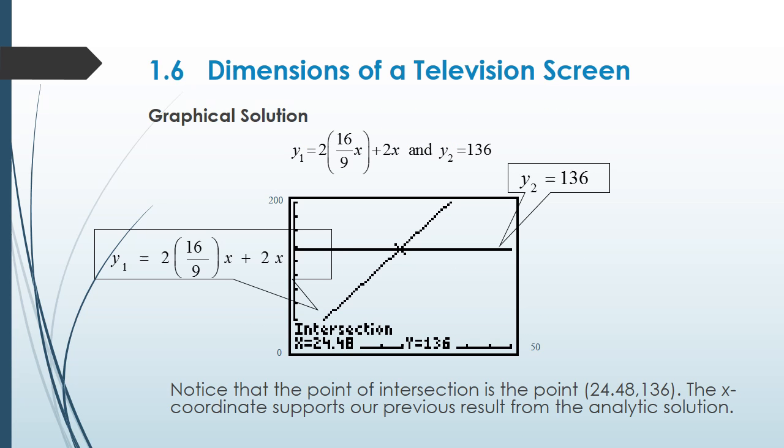We can also confirm this graphically. We can set the left-hand side of the equation equal to y1 on our calculators, and the right-hand side equal to y2, or vice versa. That gives us two lines. 136 will be a horizontal line with the other line intersecting it. Use the intersect function in the calc menu to determine the answer. We notice that x crosses this line at 24.48. Then you'll need to multiply that by 16/9 to get the length.